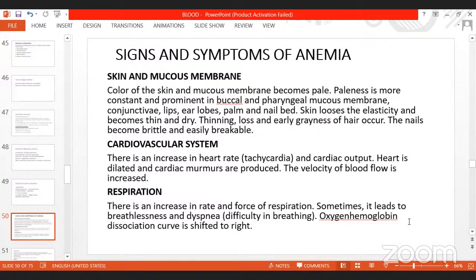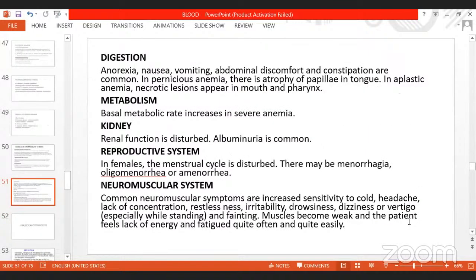There is an increase in heart rate, or tachycardia. The heart is dilated and cardiac murmurs will be produced. And the velocity of blood flow is increased. There is an increase in the rate and force of respiration, which leads to breathlessness and dyspnea. The oxygen hemoglobin dissociation curve, or ODC, is shifted to the right. There will also be anorexia, nausea, vomiting, abdominal discomfort, and constipation.